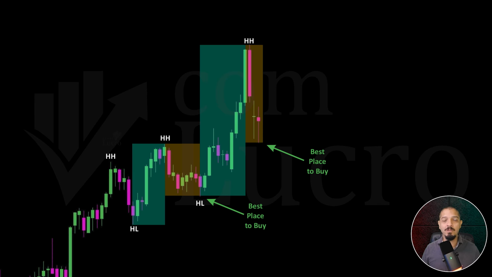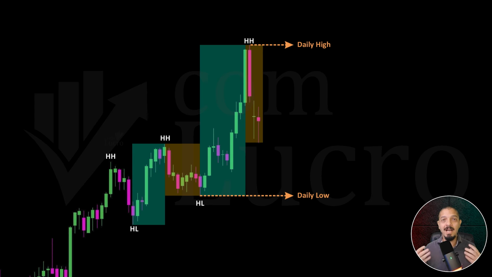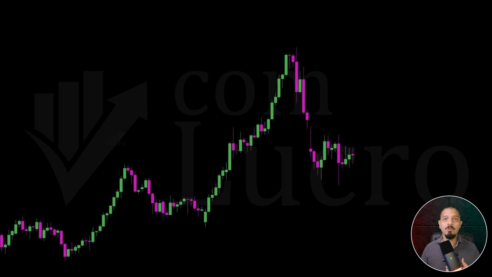We want to enter during the pullback, not after the large move has already occurred. If we mark the daily high and the daily low, we define a daily swing range. And when we drop down to a lower time frame like the 4-hour, we can clearly identify the swing low and swing high within that range.